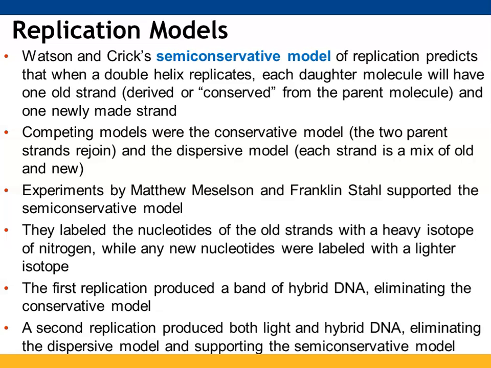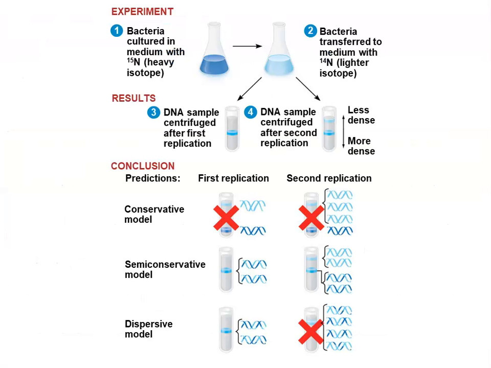They used radioactive isotopes again to label nucleotides. The original parent strand was labeled with a heavier isotope of nitrogen, and then the subsequent strands that were formed, their nucleotides were labeled with a lighter isotope. What was seen through the first replication was just a single band of hybrid DNA, so you weren't keeping the parent strand together, and so that knocks out the conservative approach. The second replication produced light DNA as well as hybrid DNA, so that kind of knocks out your dispersive model.